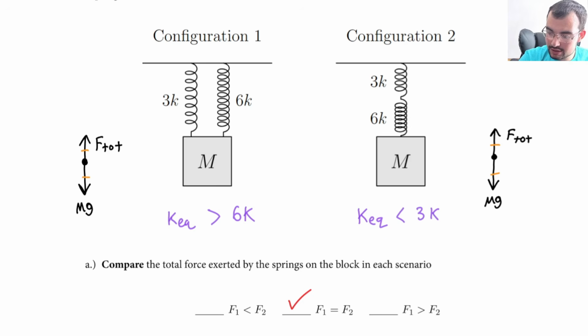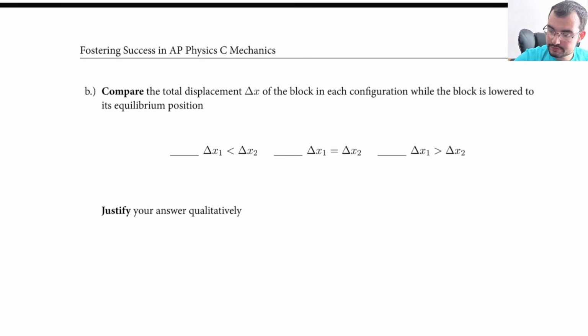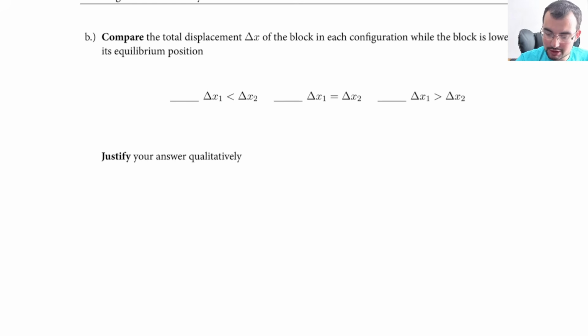So what does this tell us? This tells us that the spring constant in configuration 1 is larger than the spring constant in configuration 2, because parallel makes a strong spring, series makes a weak spring. So we know that we have to supply the same force mg from each spring network.